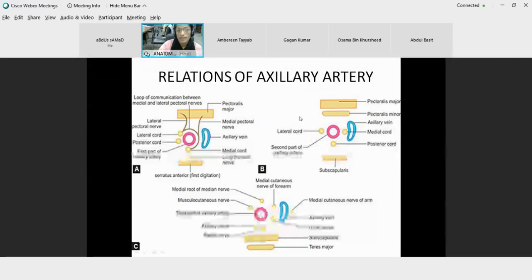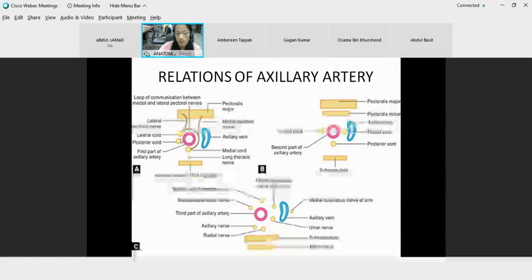Coming to the relations of the axillary artery. We have already said the axillary artery has three parts: first part, second part, and third part. Throughout its course, the axillary artery has the axillary vein as its medial relation. We can see this is the first part of the axillary artery. Here, the axillary vein is medial. In the second part also, the axillary vein is medial, and in the third part also, the axillary vein is medial.